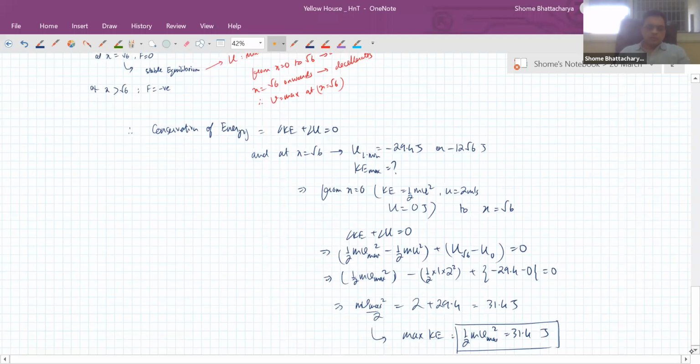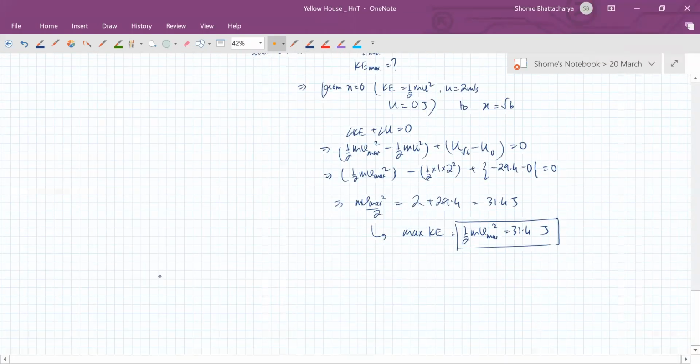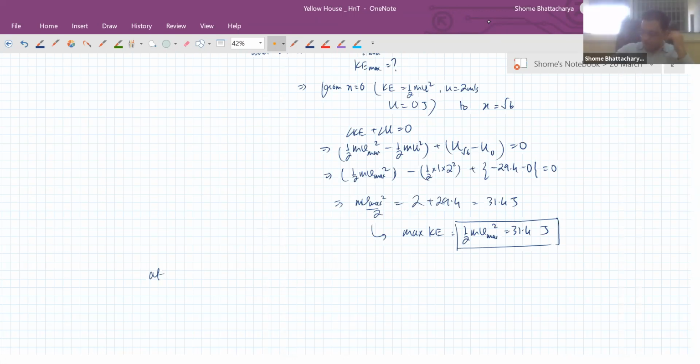So this is clear, I hope. Now next you can see that, Sir, while using potential energy in the formula of mechanics, why did we take the root 6 to 0? By using the potential energy we put in this formula, change in kinetic energy and change in potential energy is 0.